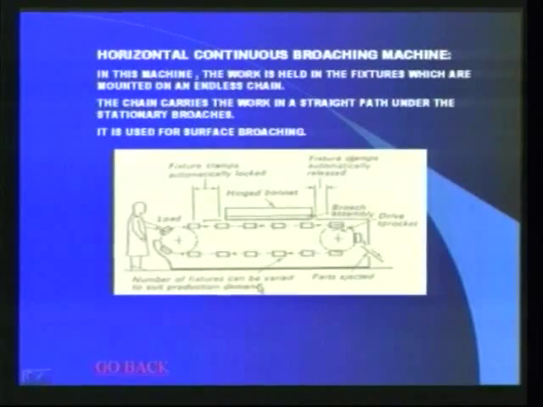Next one is horizontal continuous broaching machine. In this machine, the work is held in the fixture which are mounted on an endless chain. The chain carries the work in a straight path under the stationary broaches as shown in figure. It is used for surface broaching.